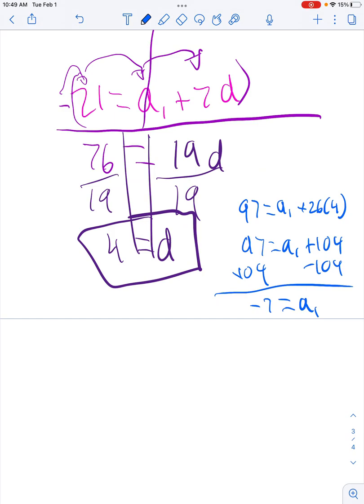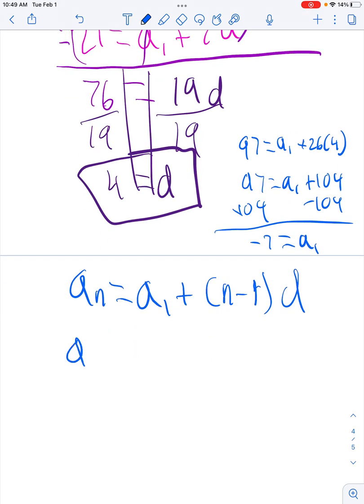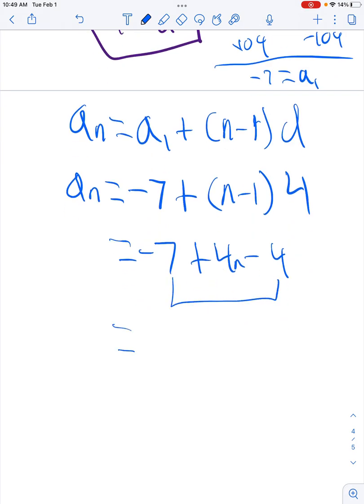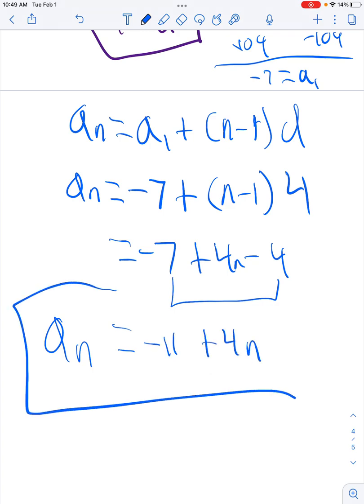So now I have the information I need to write the final formula. All right, a sub n, this is my base formula. I'm going to say a sub n equals a1, which is negative 7, plus n minus 1 times my common difference, which is 4. I'm going to distribute: negative 7 plus 4n minus 4, and negative 7 minus 4 equals negative 11 plus 4n.